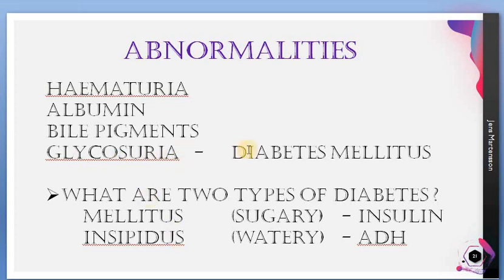Now glycosuria, I said, is a condition found in diabetes mellitus. Mellitus means sugar. So when the urine becomes too much filled with sugar, that is known as diabetes mellitus. So for diabetes mellitus, the person's urine becomes sweetish.